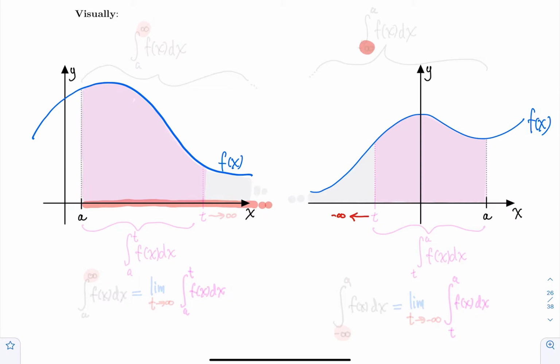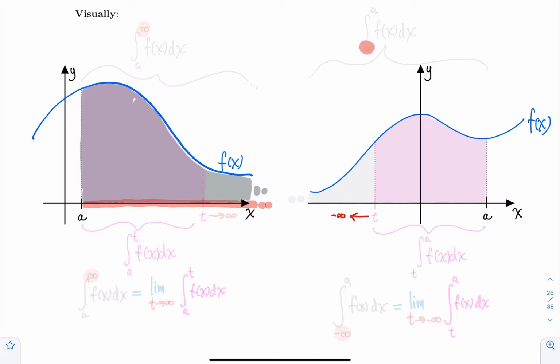So here we go. Boom. The area of this gray region is what we're trying to get to. But is that even possible? One thing that is absolutely crucial to understand at this point is that we know how to compute definite integrals for functions over closed intervals.